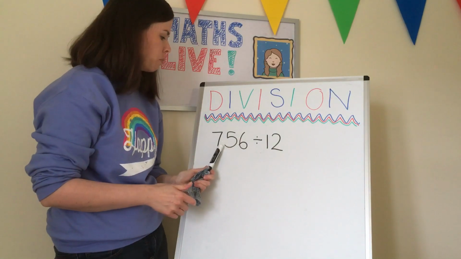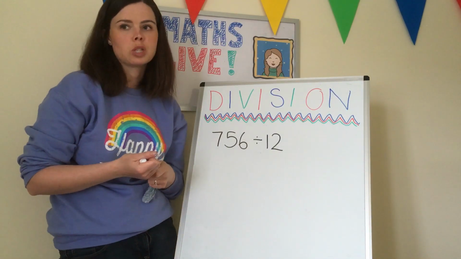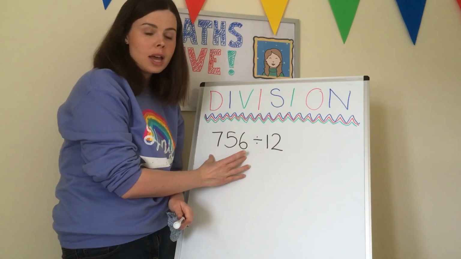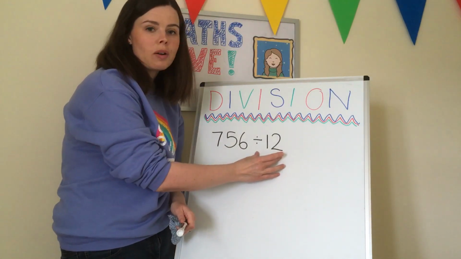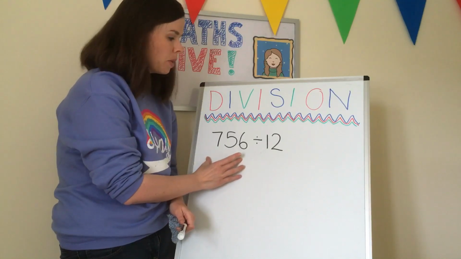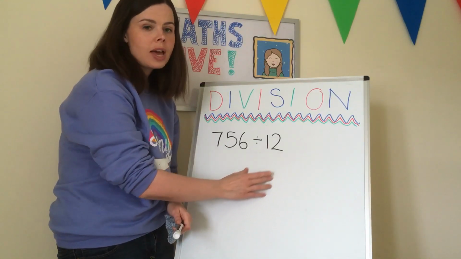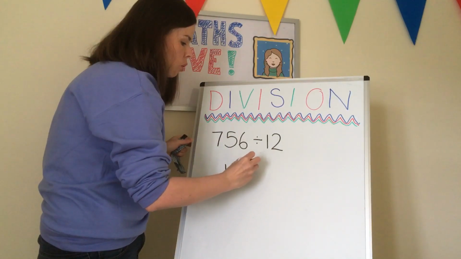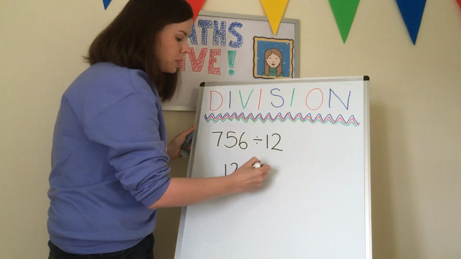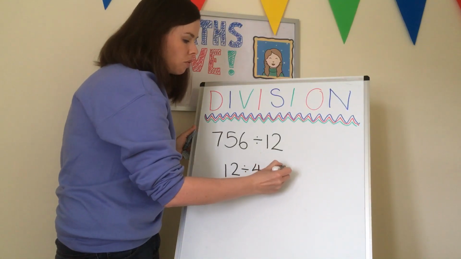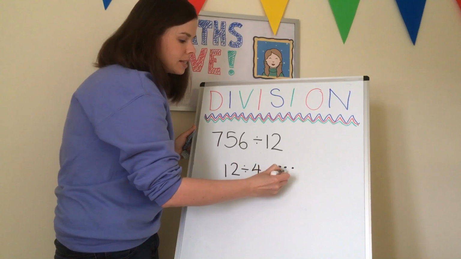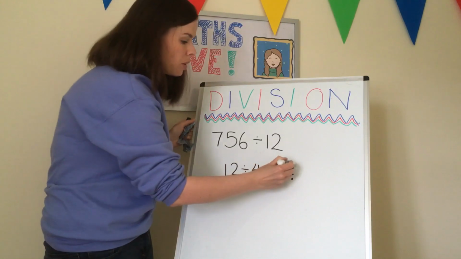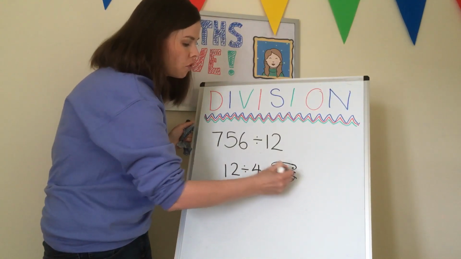So here's an example problem, 756 divided by 12. Remember, it's 756 that is the number being divided by 12. You are splitting this number into groups of 12. If you had 12 and you were dividing it by 4, that's okay because you're splitting it into 4 parts. So 1, 2, 3, 4, 5, 6, 7, 8, 9, 10, 11, 12. That is what we're okay with, because we can see we've got 3 groups of 4.